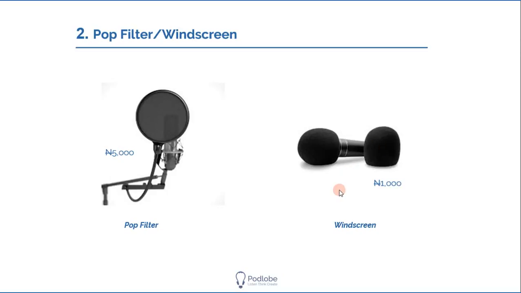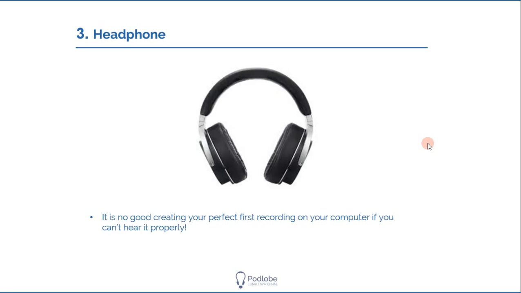Now, a pop filter is about 5,000 naira and a windscreen is about 1,000, depending on the kind of microphone you're using. If you're using the ATR or the Samson Q, you can use this windscreen. If you're using the unidirectional condenser mic I'm using to record this, it comes alongside with it.